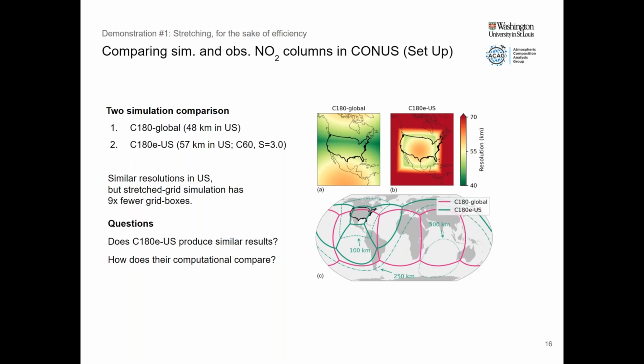The stretched grid is actually using a C60 grid with a stretch factor of 3. And so that simulation actually has 9 times fewer grid boxes than the cube sphere simulation. The questions that we're interested in here are, does the stretch grid simulation produce good results, and how does their computational workload compare?